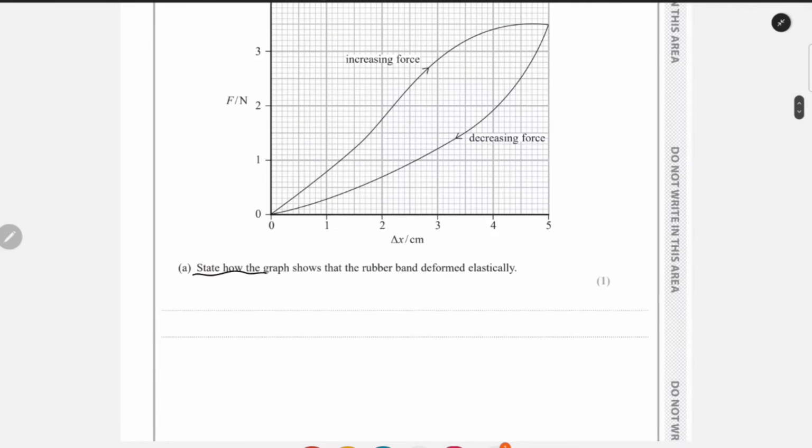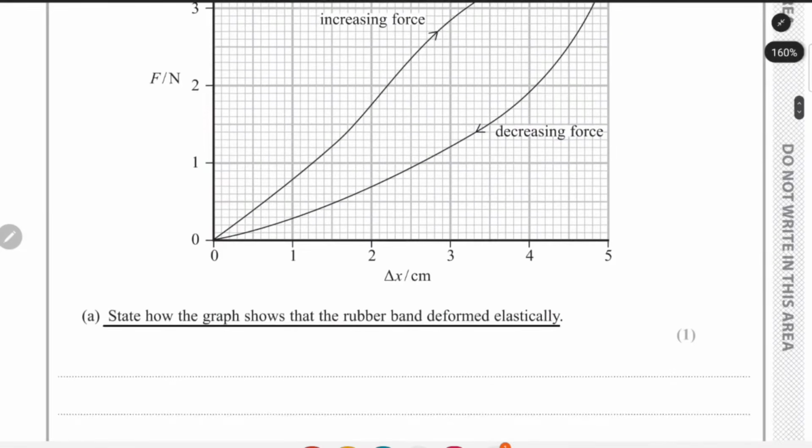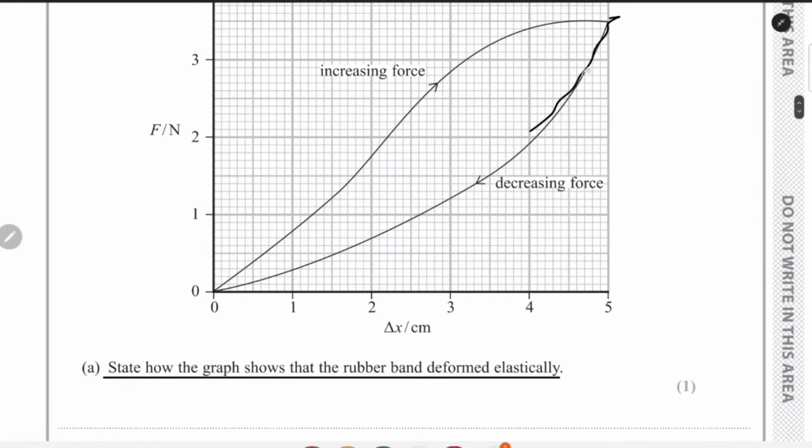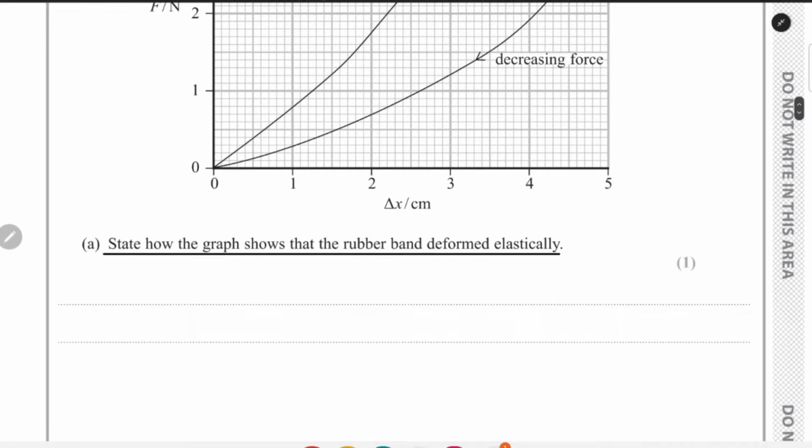In part A, we have to state how the graph shows that the rubber band deformed elastically. Elastic deformation means that if you extend something and then remove the force, the object returns to its original length. Here we can see that the rubber band returns to its original length with extension 0. So we can say that when the force is removed, the rubber band returns to its original length.